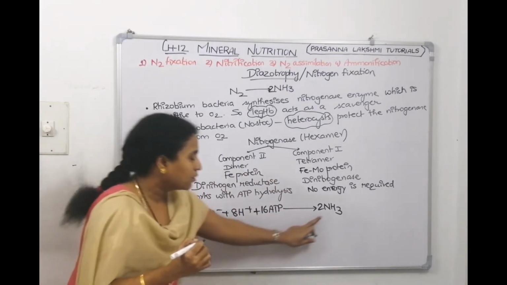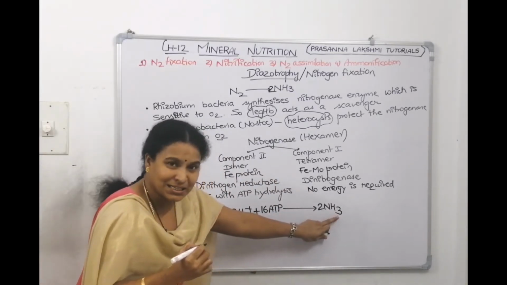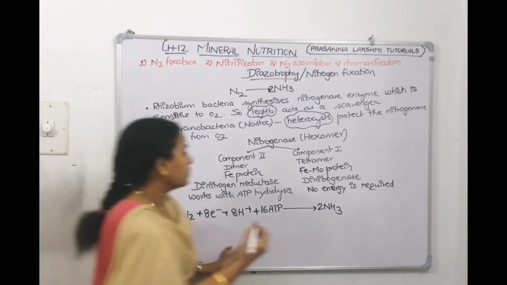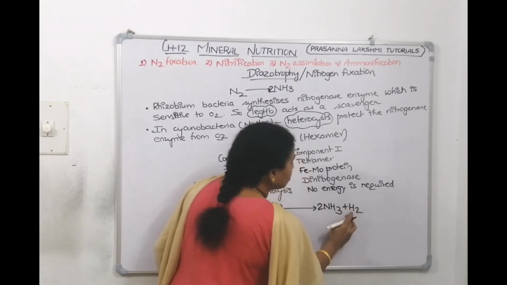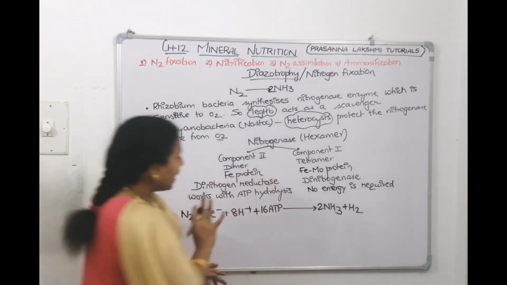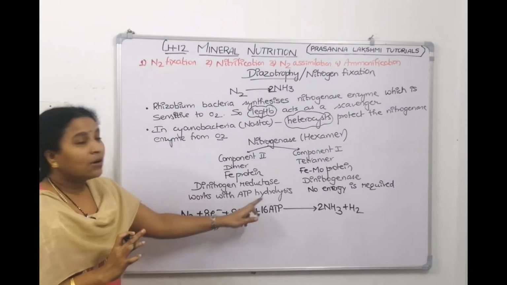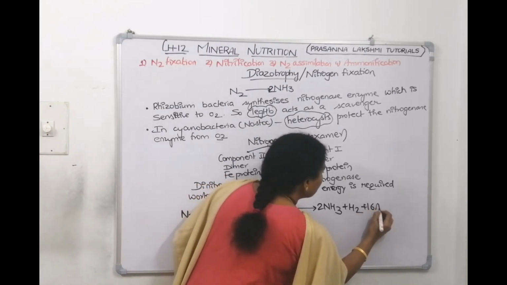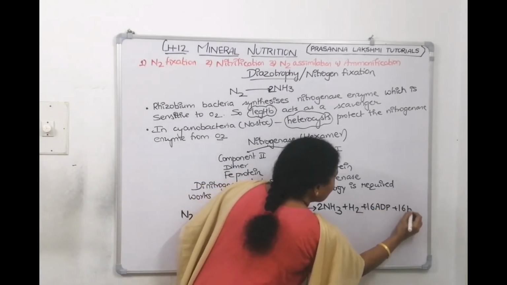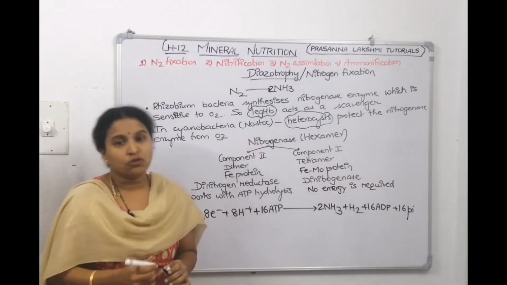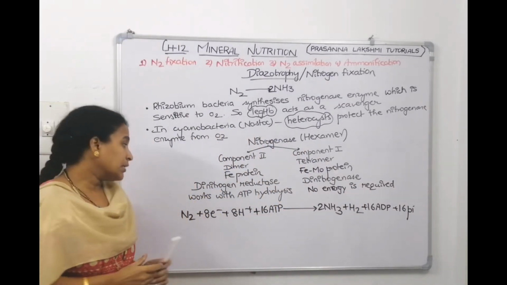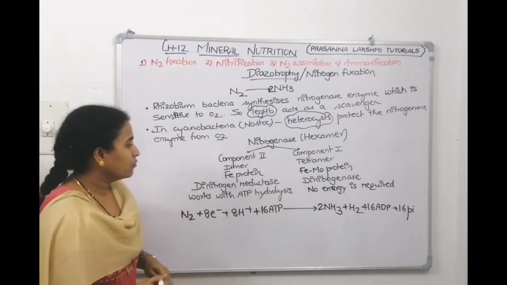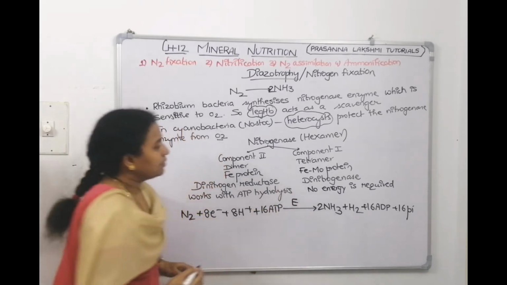2 threes are 6, but we added 8 hydrogens and 8 electrons. What happens to the extra 2 hydrogens? They come out as H2. So H2 plus 6, 6 plus 2, 8 got over. Now, we said that in hydrolysis of ATP, energy is consumed. Means 16 ATP is broken down to 16 ADP plus 16 Pi. This is the complete process of nitrogen fixation done by the enzyme nitrogenase.